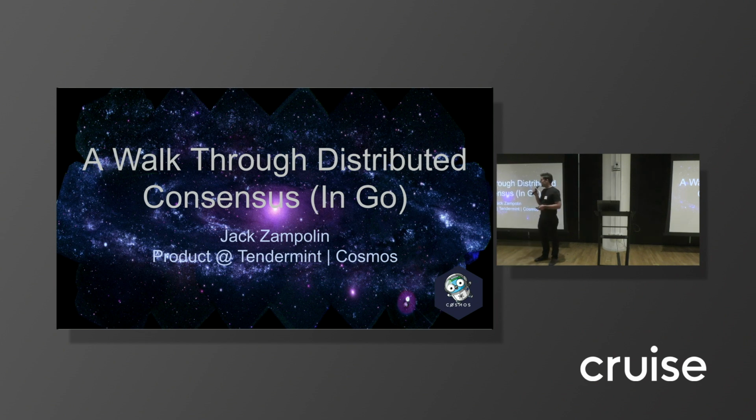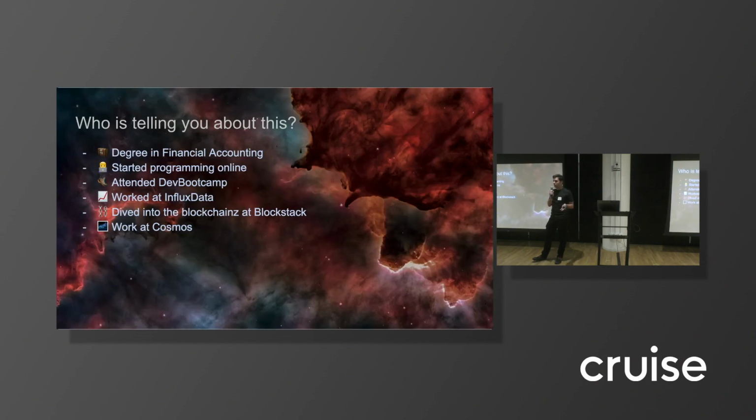Awesome. Well, as Ken said, my name's Jack Zampolin. I'm the director of product at Cosmos Tendermint. And just a little bit about me, like who's up here talking to you about distributed consensus. I initially had a degree in financial accounting, but ended up starting to program online, did a boot camp. My introduction to Go was with a company called Influx Data. We made a distributed time series database specifically focused on monitoring applications. And then worked there for a couple of years.